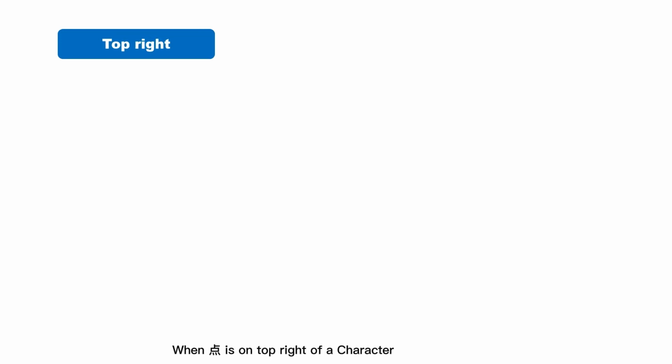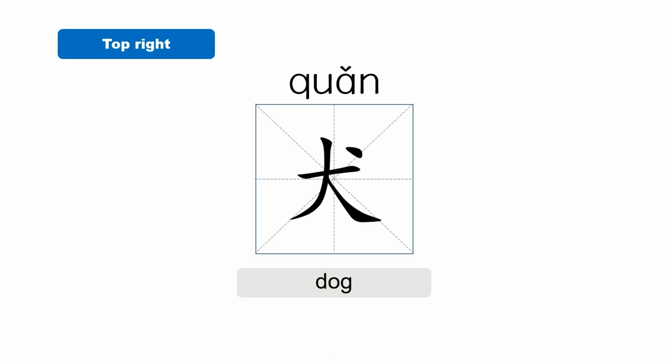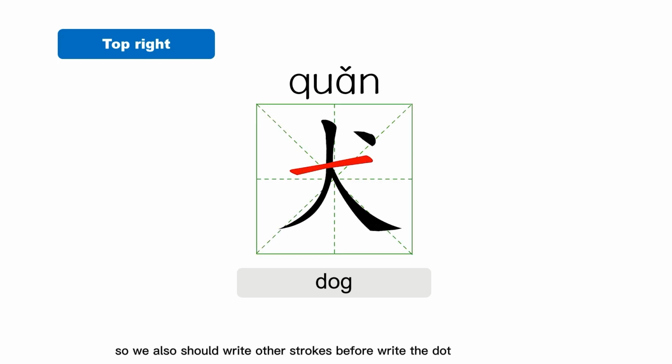When the stroke 点 or dot is on top right of a character, we will write dot the last. For example, the character 犬, which means dog. The dot of it is on top right, so we should write other strokes before writing the dot.